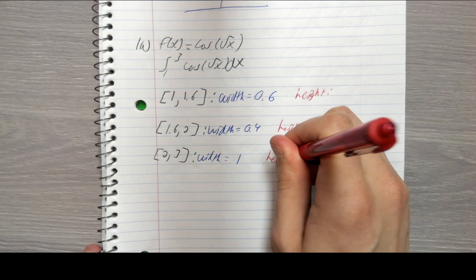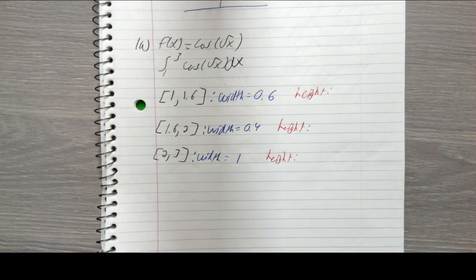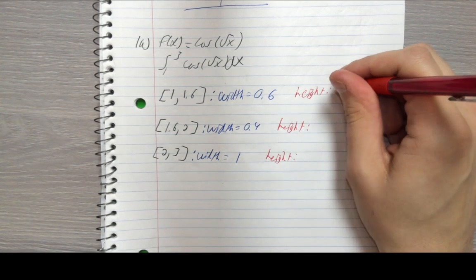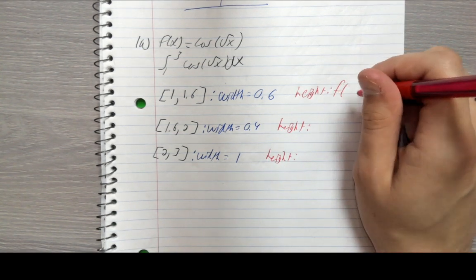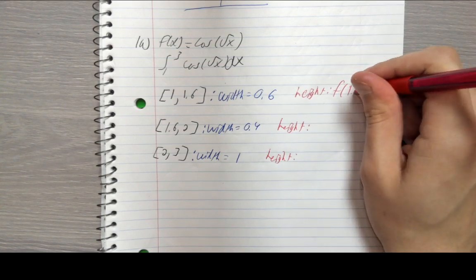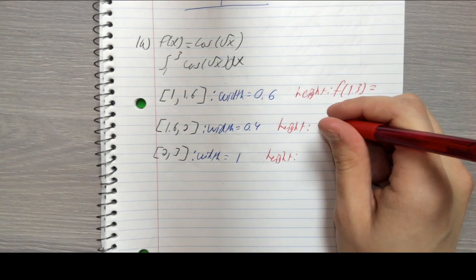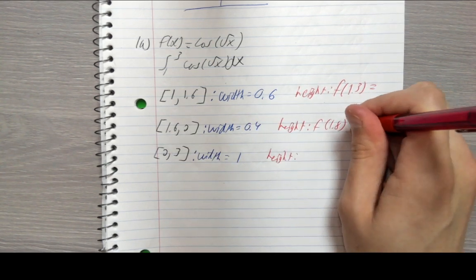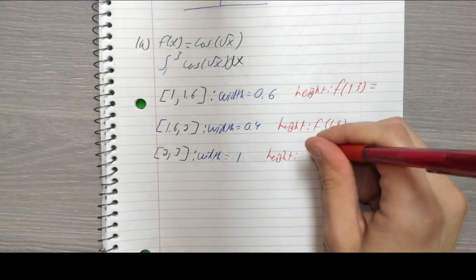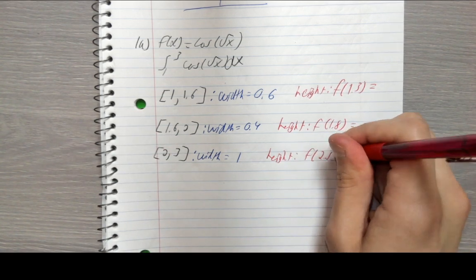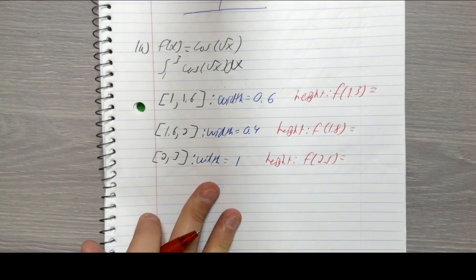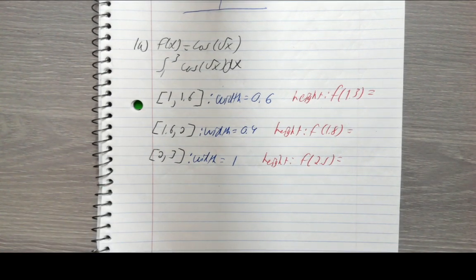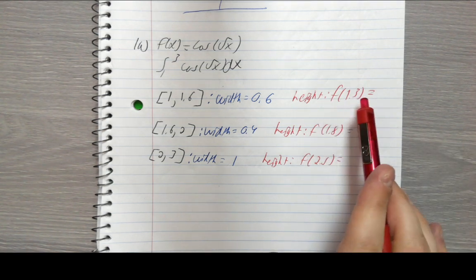So the height's going to use the midpoint for every single interval, meaning I have to find the function value at each midpoint. So the midpoint between 1 and 1.6 is 1.3. So I need to find f of 1.3. The height for this interval is going to be f of 1.8 because that's the midpoint of 1.6 and 2. And then the last height's going to be the midpoint between 2 and 3, which is 2.5. So to find the height of each of these rectangles, I need to take the f of the midpoint.